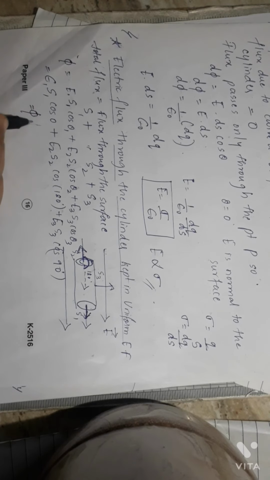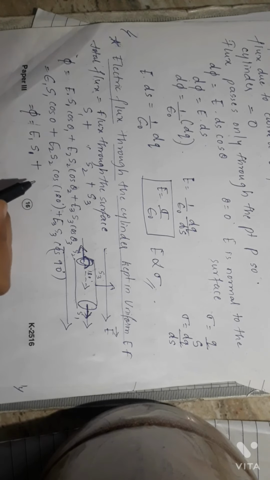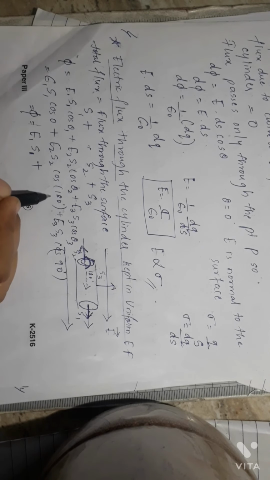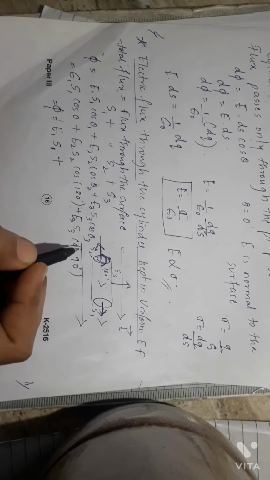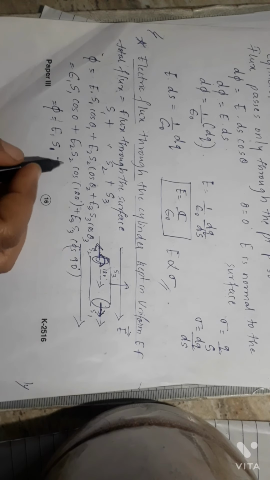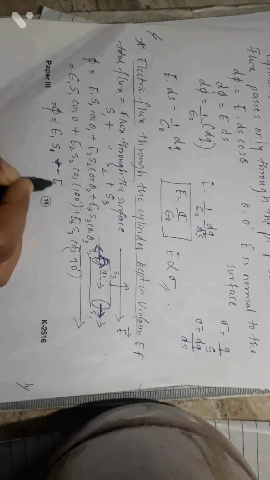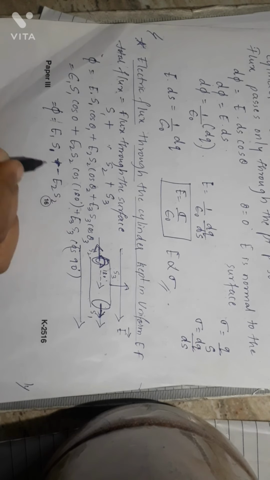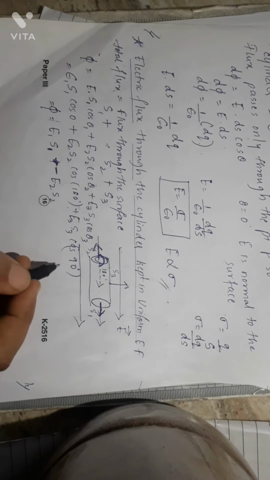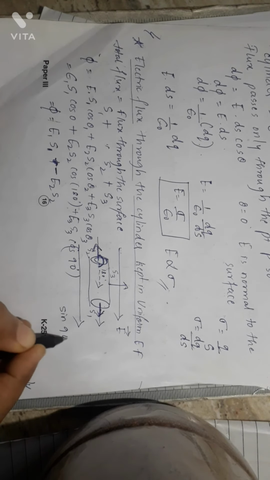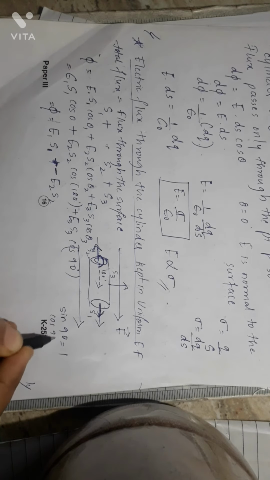So total flux is equal to E1 S1. Cos 0 is 1, so it will remain E1 S1. Then E2 S2, and cos 180 is minus 1. You know that in trigonometric functions, cos 360 degrees is 1. So here take minus E2 S2, since cos 180 is minus 1, so minus 1 is multiplied here. And cos 90 will be 0.